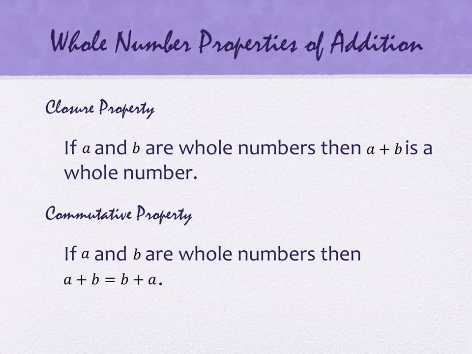So that's what's going on with commutative, and we use this extensively for children. Sometimes it's easier for them to start with the bigger number than the smaller number and think about the addition, right? So there's the commutative property.